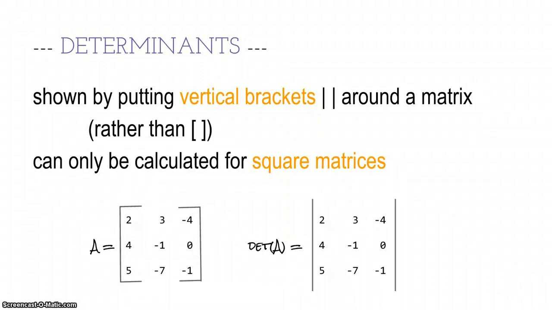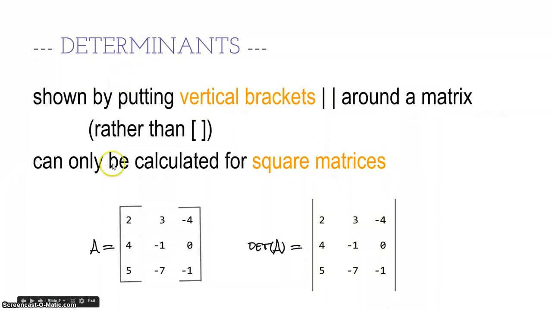A determinant is kind of a number that references all the entries in our matrix. And we show that we are calculating the determinant by putting vertical brackets, you can see them right here, around the matrix rather than the normal square brackets that we're used to. Now we can only do the determinant for square matrices. That means a 2 by 2, a 3 by 3, a 4 by 4, a 5 by 5, and so on. Okay. We are only going to do it for 2 by 2 and 3 by 3. 4 by 4 might be way too much.